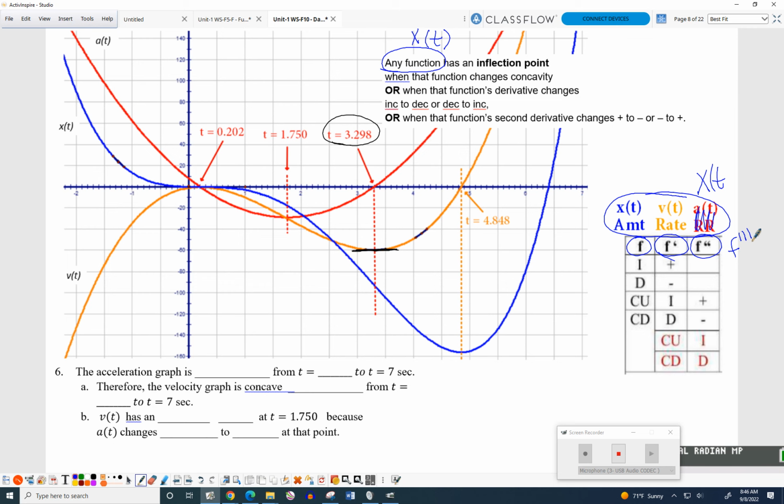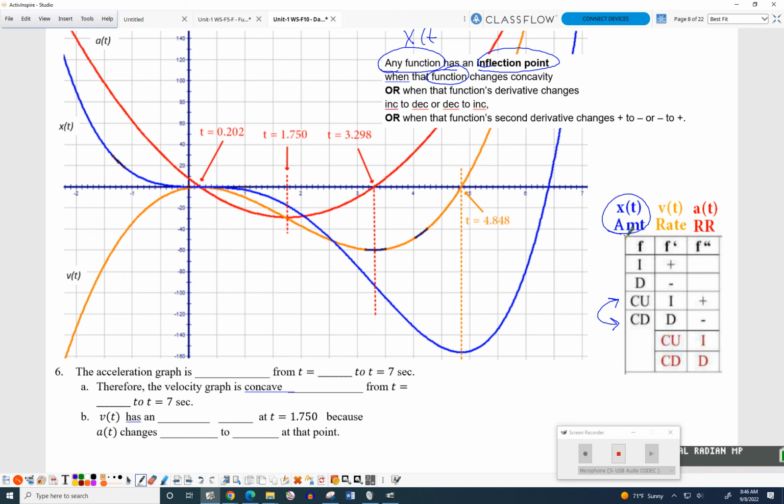So anyway, inflection point means this. If we're talking about position, so any function would be position, that function has an inflection point when that same function changes concavity. So that would be here on Danika's chart. We'd be looking at the position graph doing this, changing concavity.